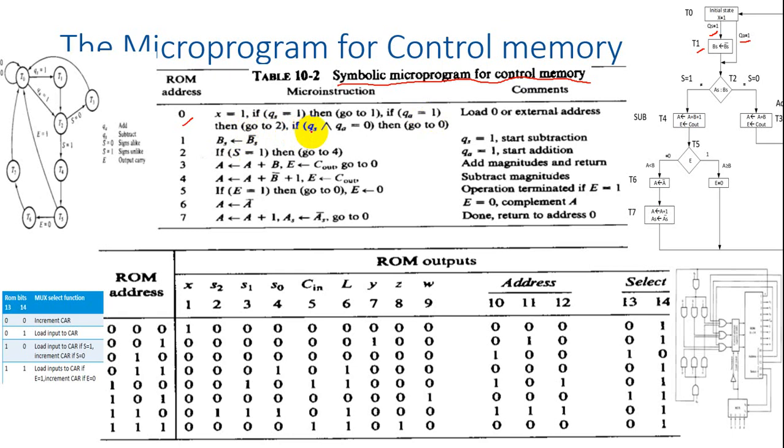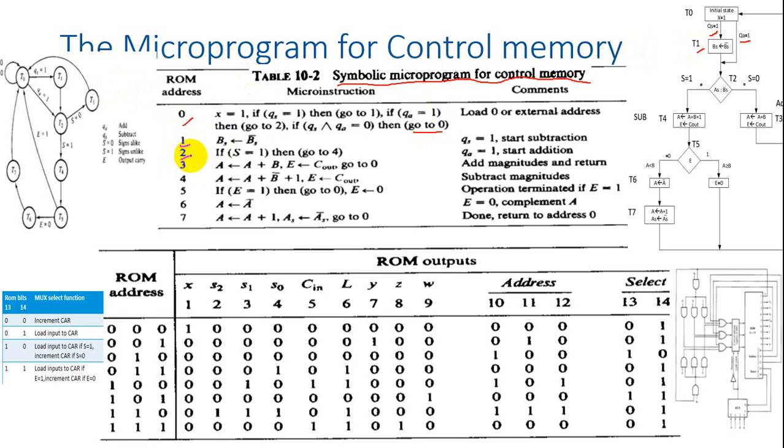And if QS and QA both are 0, that means no requirement for addition and subtraction, then don't go anywhere. Stay at state T0. First line. Okay? Now, at T1, what happens? At T1, this is the operation that happens. We complement the sign of B.